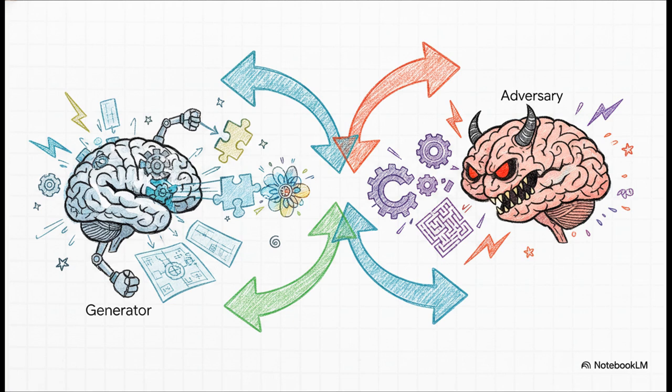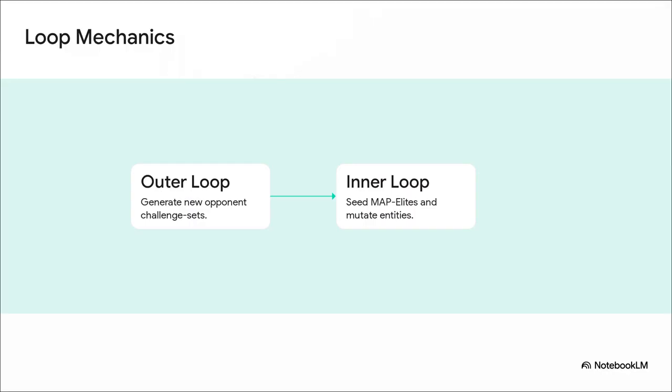Then, on the other side, you have the adversary. Its entire reason for existing is to spin up brand new, devilishly hard cases designed specifically to break the current champion prompt. Under the hood, this whole arms race runs on two highly efficient loops.